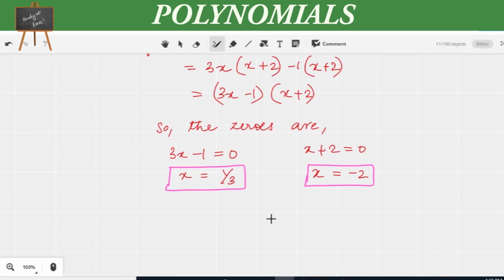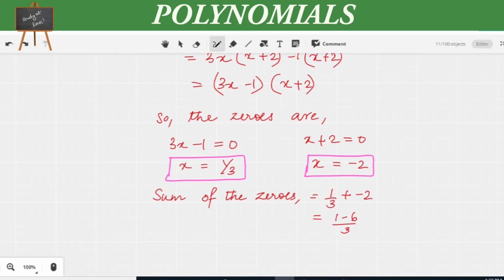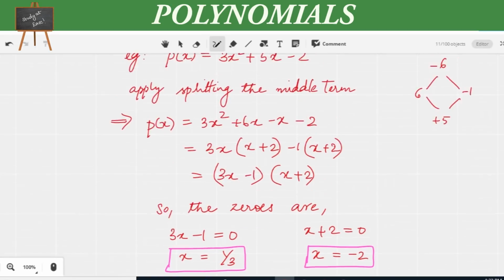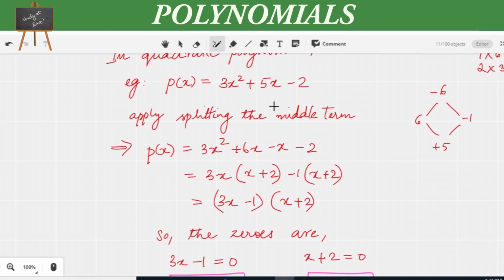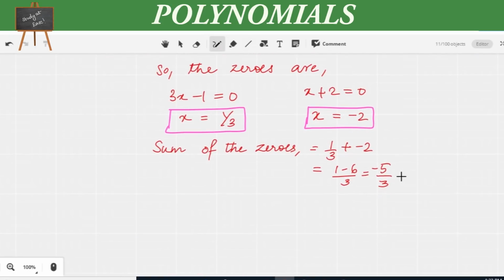So, in order to find the relation between the zeros and the coefficients of the polynomial, let us consider the sum of the zeros. Here, the sum of the zeros is 1 over 3 plus minus 2, which is minus 5 over 3. Now, when we look at the question, we can see that 5 is the coefficient of x, which is b, and 3 is the coefficient of x squared, which is a. So in other words, we can say that the sum of the zeros is equal to minus b over a.